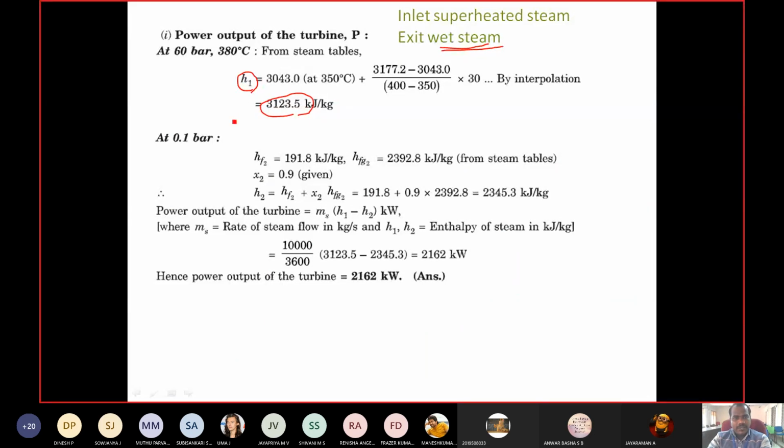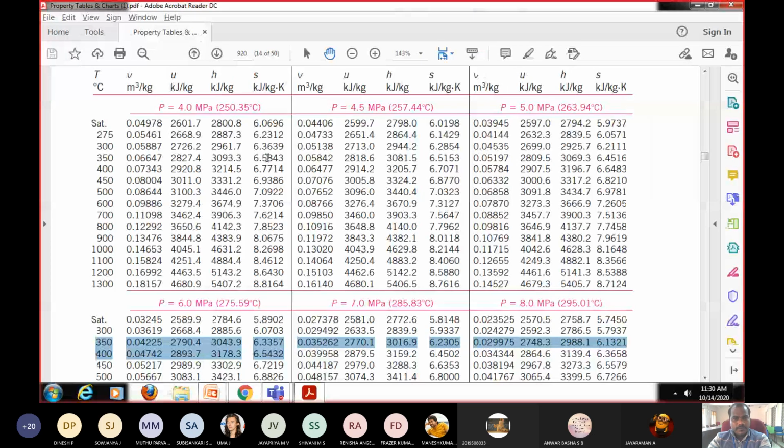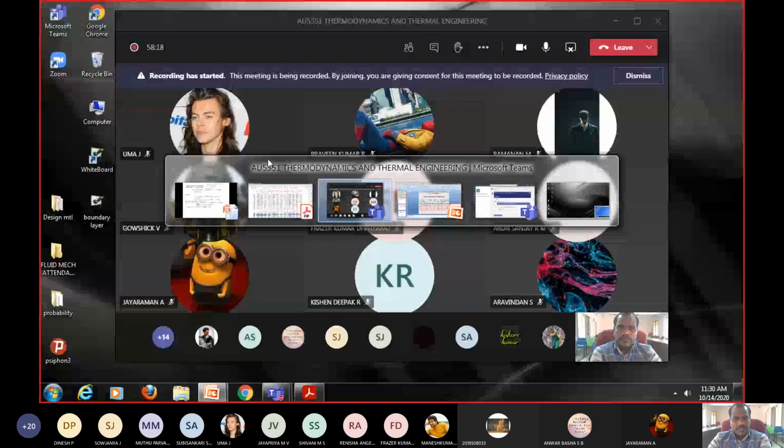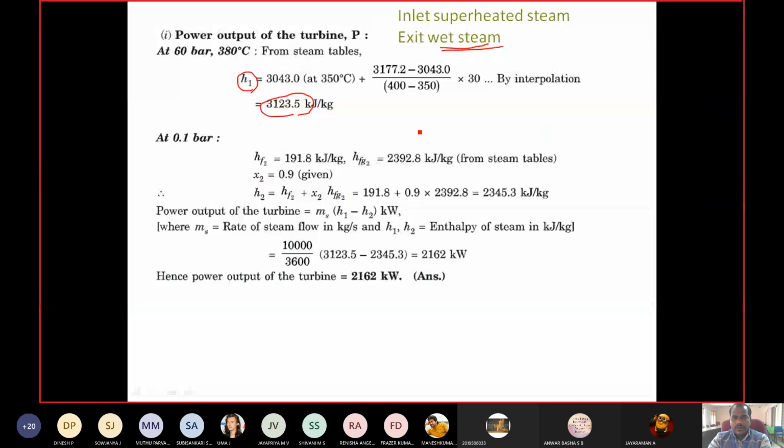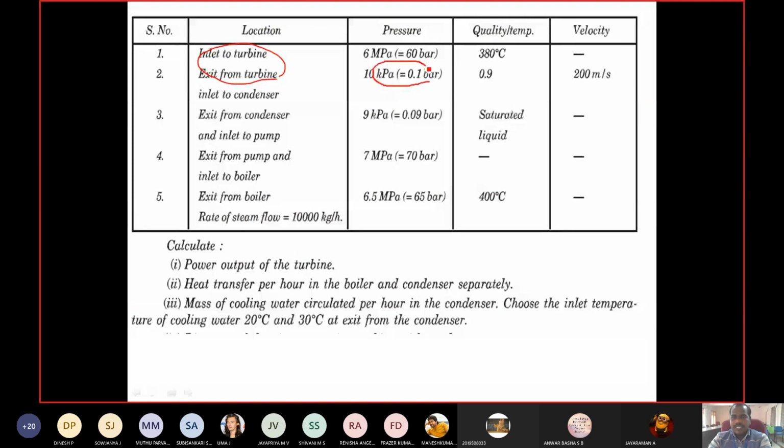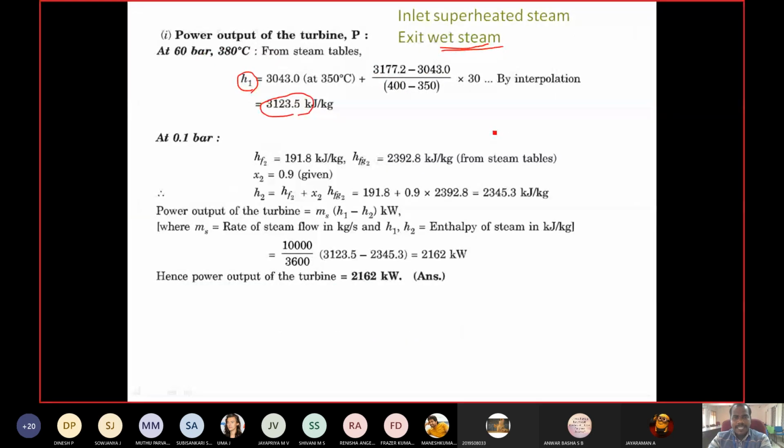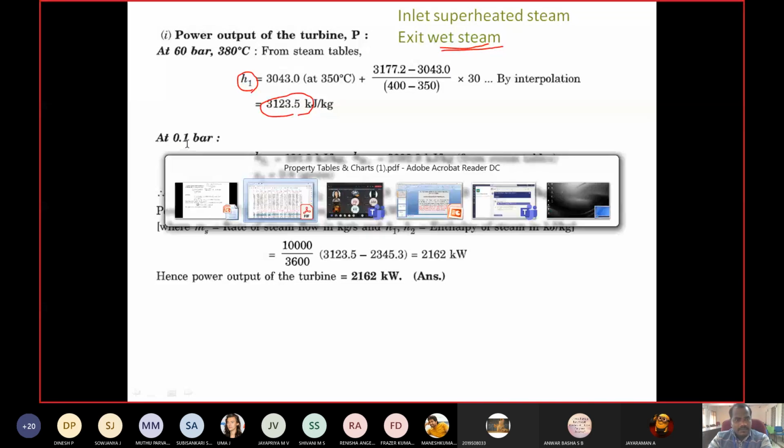Then we have state 2. They gave 1 bar at state 2, the pressure is 1 bar and x is 0.9, right? So we can take the H value also, but the output will be saturated liquid, right? So we can take these values at 1 bar. That is from the pressure table. We can use the pressure table.